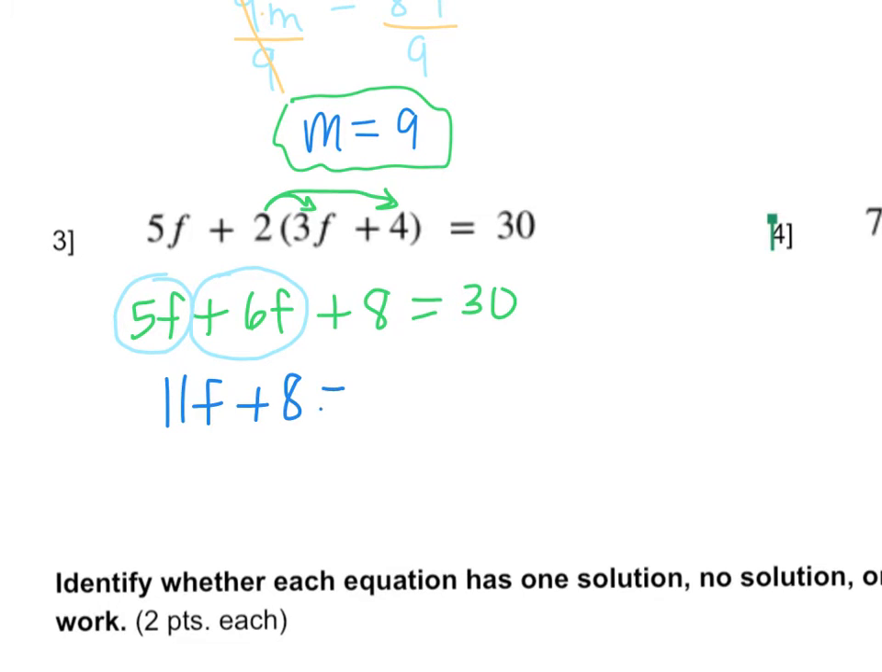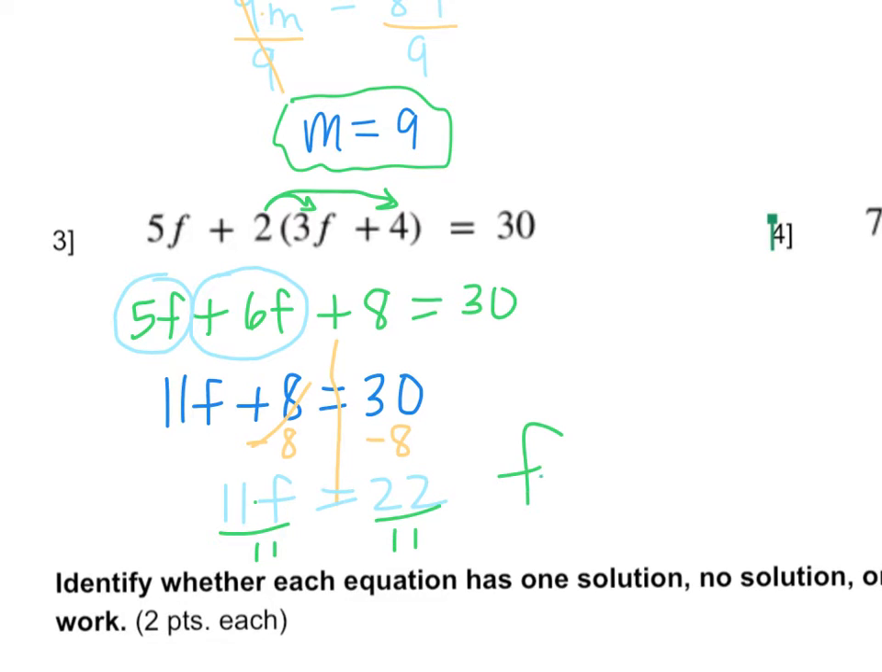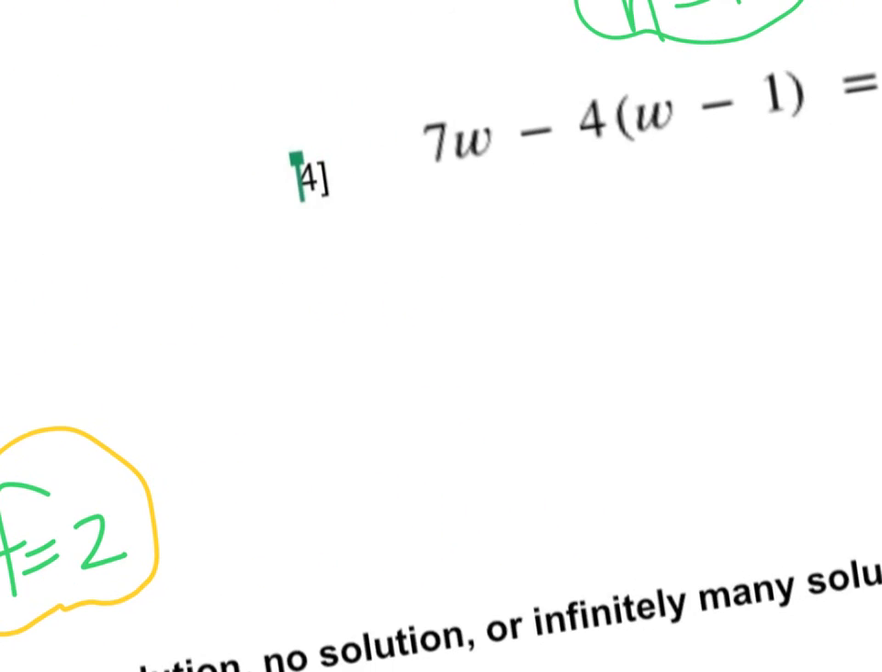Now we're ready. We have a two-step equation, and we can solve our two-step equation using inverse operations. First, undo addition with subtraction. Now we have 11f equals 22. Our final step is to divide by 11. So f equals 2. Moving on to number 4.